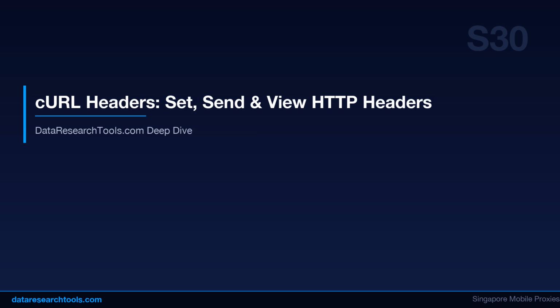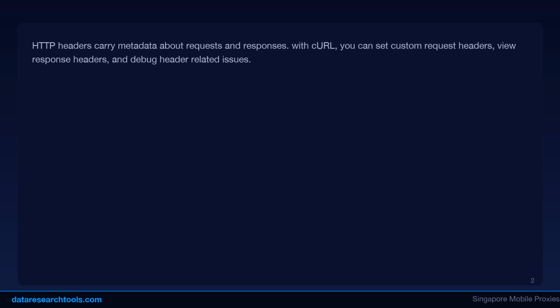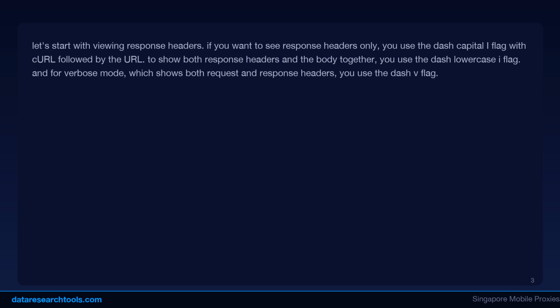This is a topic that comes up a lot, and I wanted to give you the most complete guide possible. So without further ado, let's get started. cURL is the most widely used command line tool for making HTTP requests. Understanding how to manipulate HTTP headers with cURL is essential for web scraping, API development, debugging, and security testing. This guide covers everything from basic header operations to advanced techniques used in professional scraping setups.